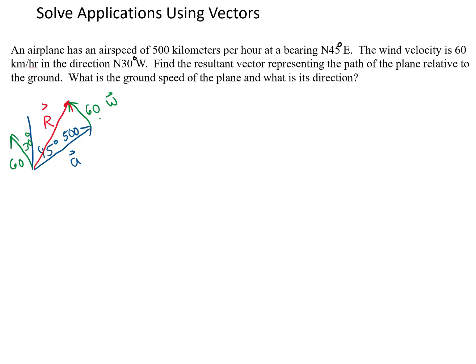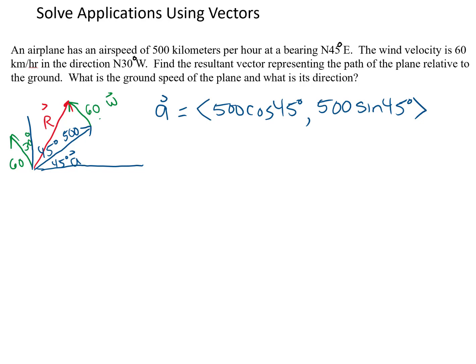Okay, so what I'm going to do is express each vector in its component form, the airplane and the wind, and then I'll add those together to get the resultant vector. So first of all, the airplane, as I look, it was 45 here, but that means it's also 45 there. So its angle is 45, and so we've got 500 cosine of 45 degrees for the x component and 500 sine of 45 degrees for the y component.